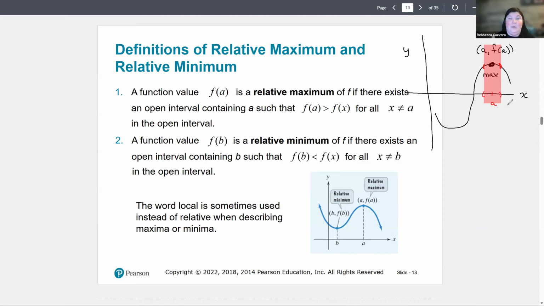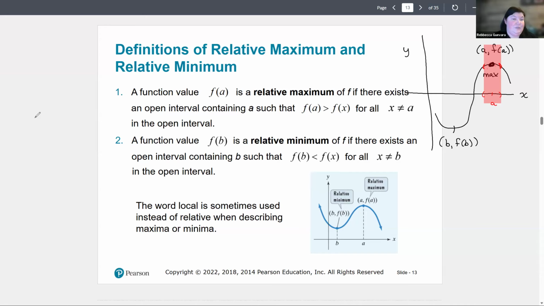We have a relative maximum at a if f of a, the function value of a, is the largest value we have in that interval. And it should be, because as we see, everything here should be smaller than it. So if the relative maximum is at a, then f of a has to be the largest y value, the largest function value. Now when we talk about a relative minimum, like we see here, we're going to have that at b, f of b. So we can talk about the other point.